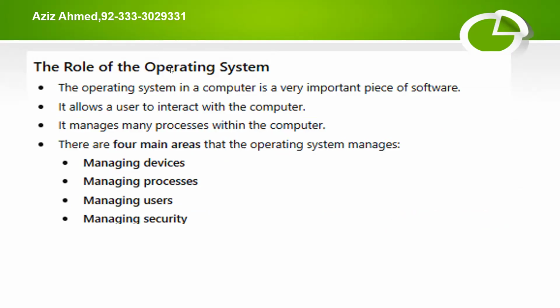The role of operating system. The operating system in our computer is a very important piece of software. It allows a user to interact with the computer. It manages many processes within the computer. There are four main areas that the operating system manages: managing devices, managing processes, managing users, managing security.